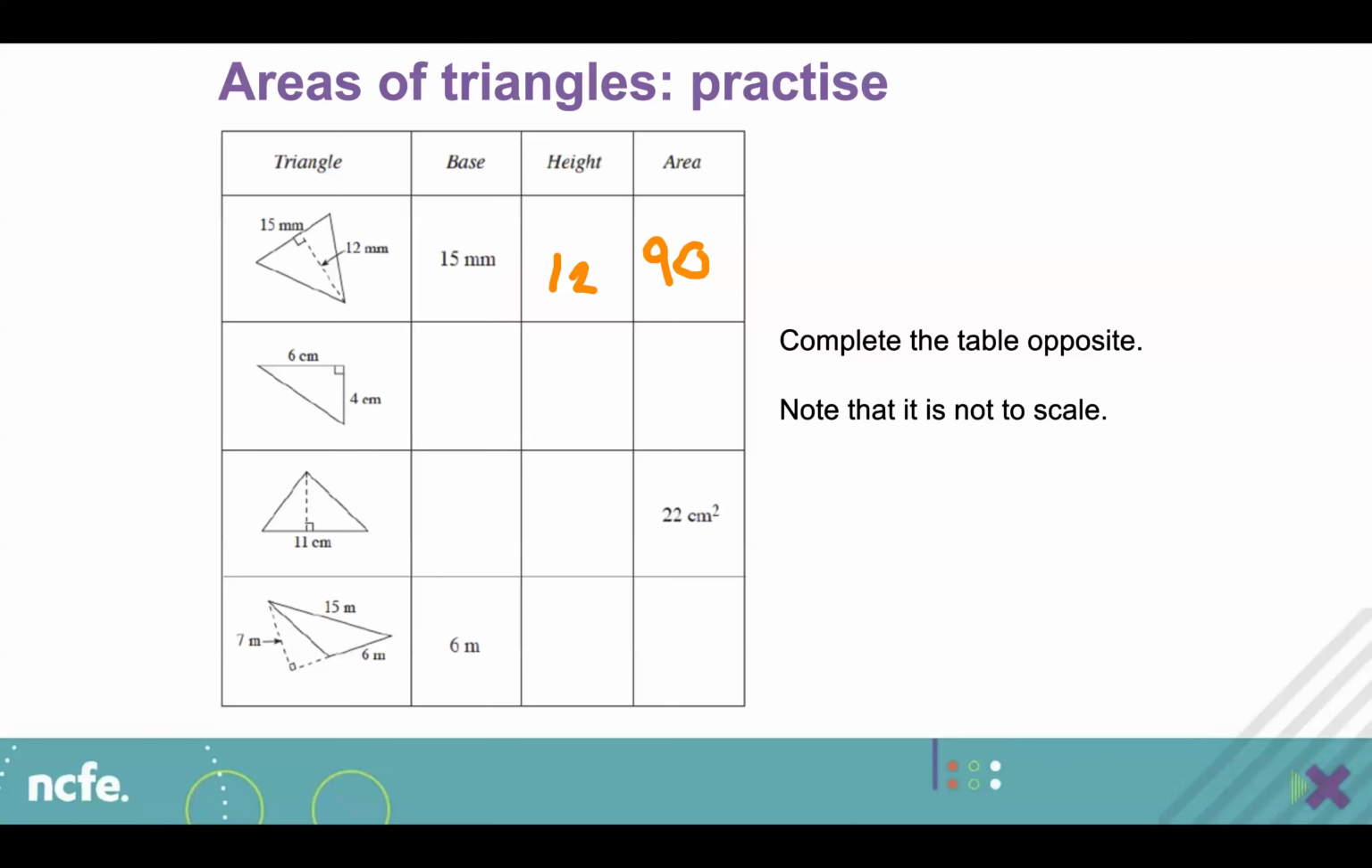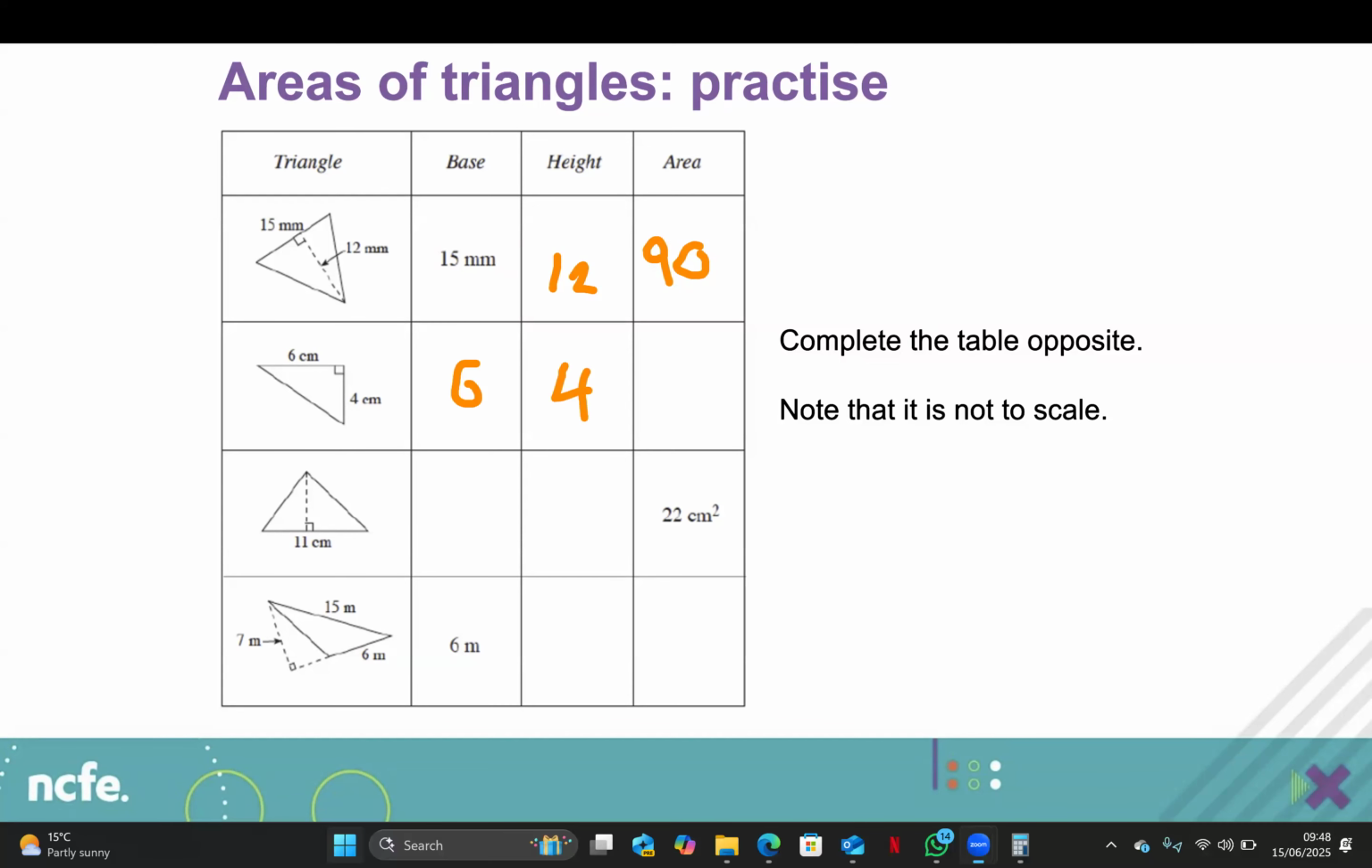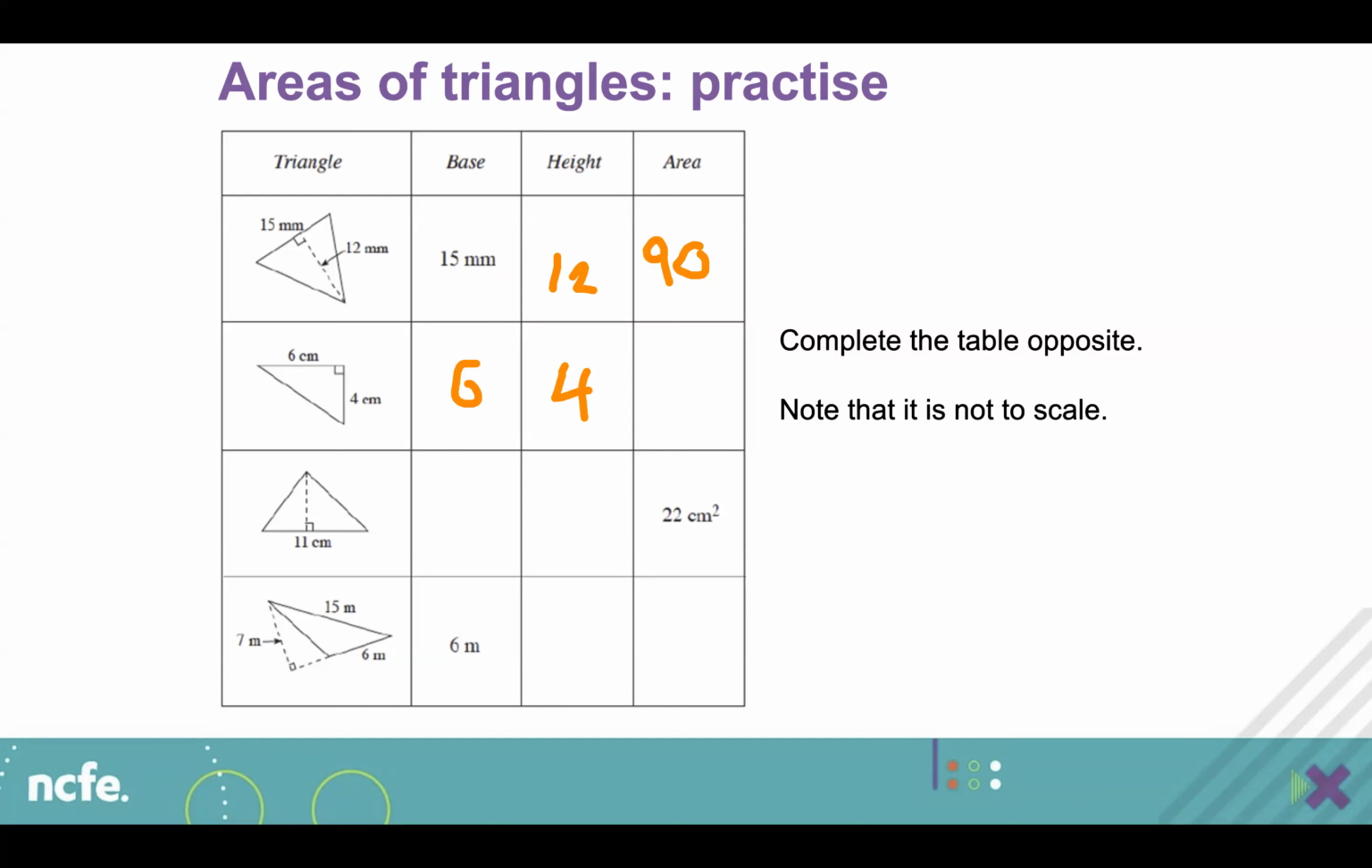The second one, the base is 6 and the height is 4. So this would be half times 6 times 4, which is 12.